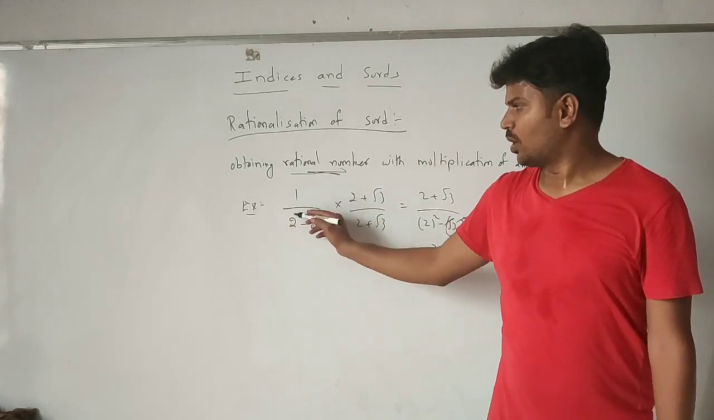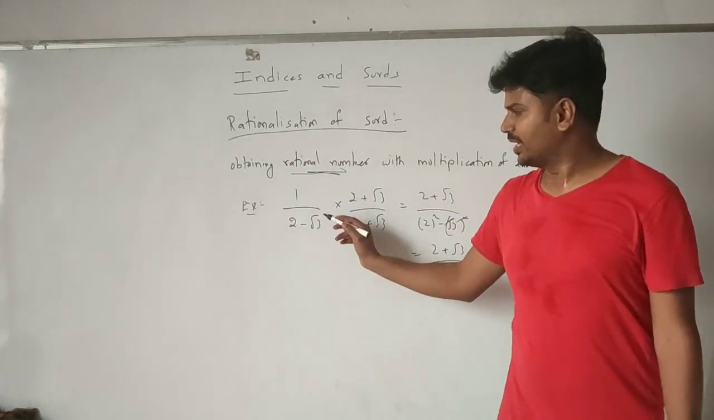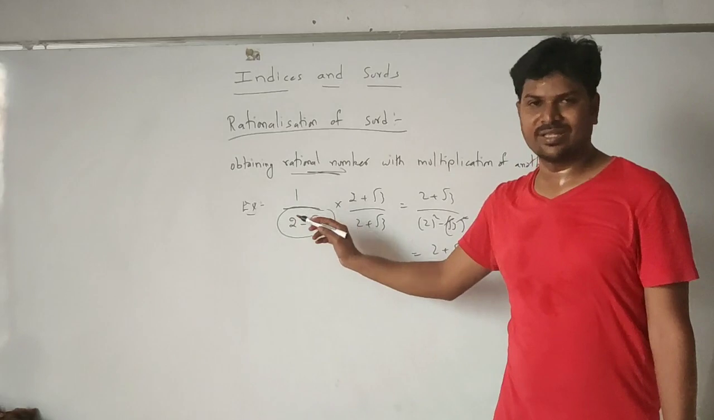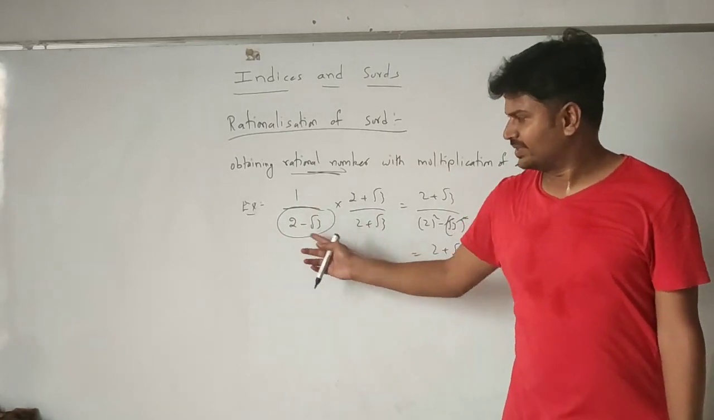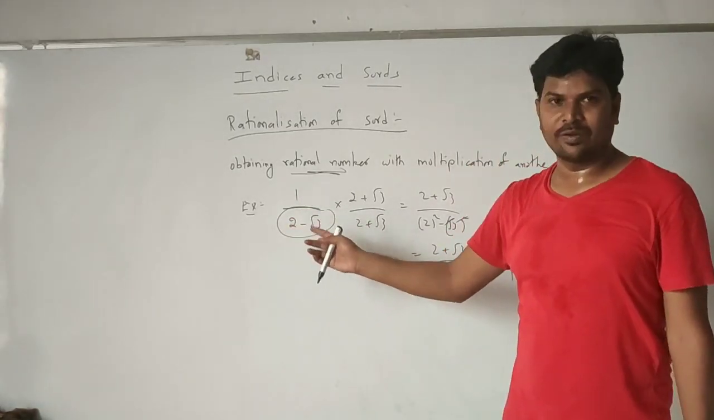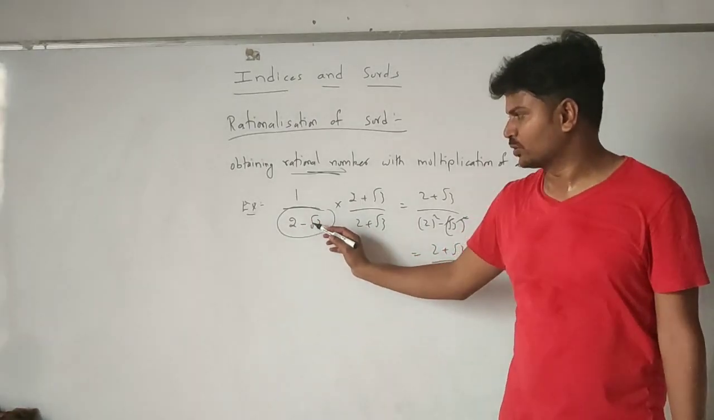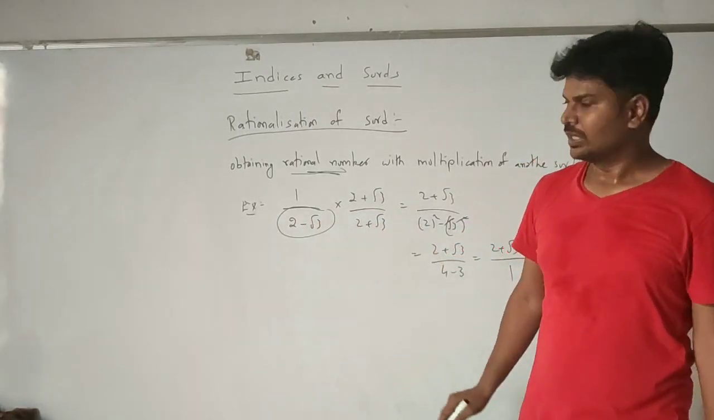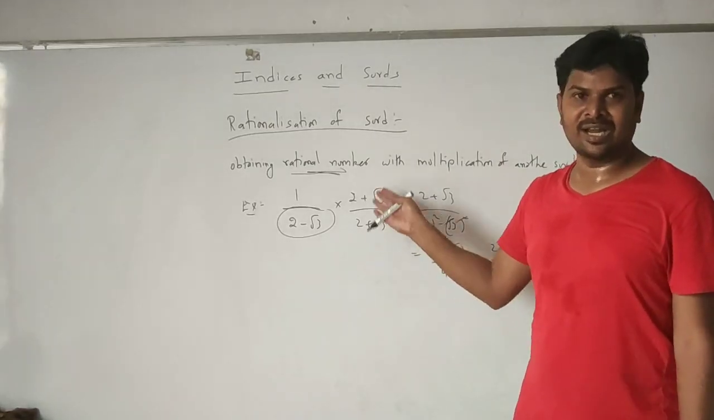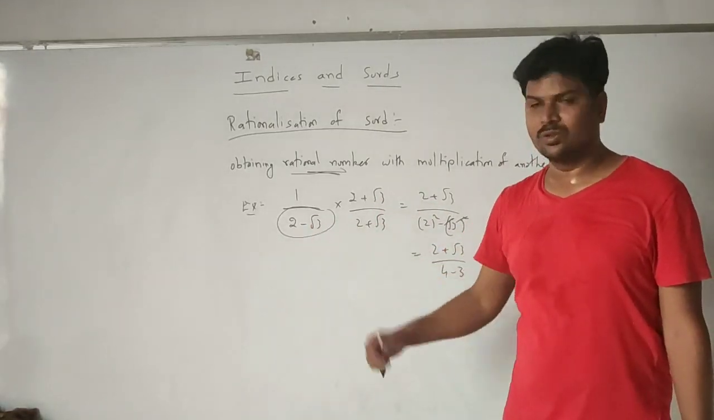If the question is 1 by 2 minus root 3, here the surd is 2 minus root 3. In order to make this surd a rational number, what we can do is divide and multiply with the opposite sign. 2 minus root 3 means 2 plus root 3, 2 plus root 3. So this gets cancelled. This is just an alteration in order to convert this surd to a rational number.